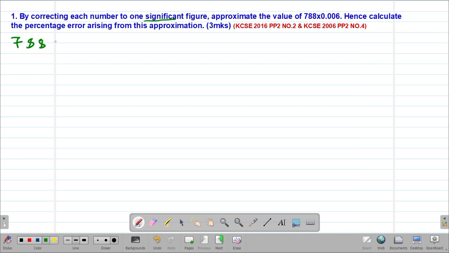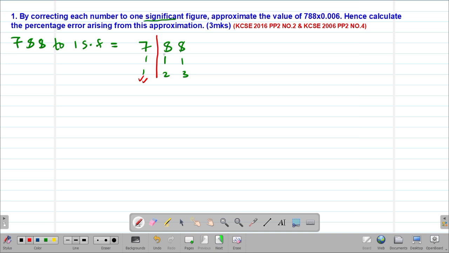I want to express this to one significant figure. I'm having 788. This is what we call the first significant figure, this is our second significant figure, then the third. They want it correct to one significant figure, therefore I'll make a line here, because this way I'm having the one significant figure.